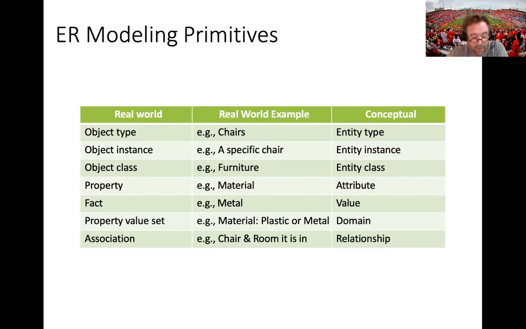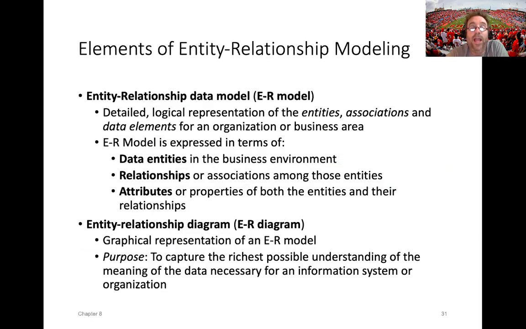And we looked at the example of horses. You remember that horse entity type, and it was all great. Right, so what are the elements? We have an ER model and an ER diagram. So an ER model, this detailed logical representation of the entities, associations, and data elements for an organization or business area. So we're interested in data entities, relationships, and attributes. And then in support, we have an ER diagram, which is this graphical representation of the ER model.